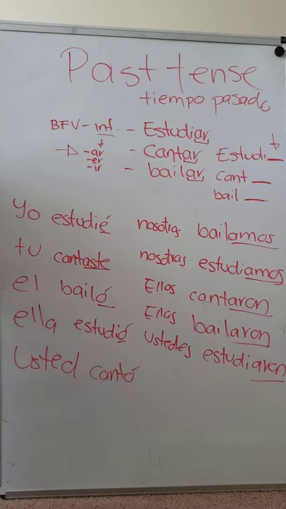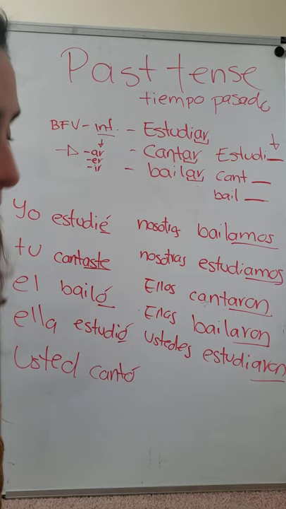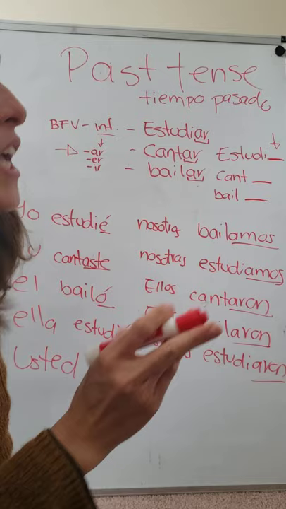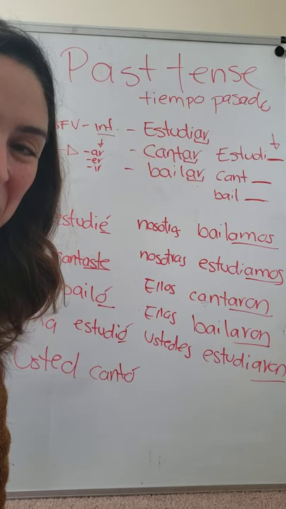And that's it. That's it. Very simple, very easy. Keep practicing. If you know more verbs, just do like this. If they are irregular, the things change. But with this, it's all what you have to know. Okay? Perfect. Bye.